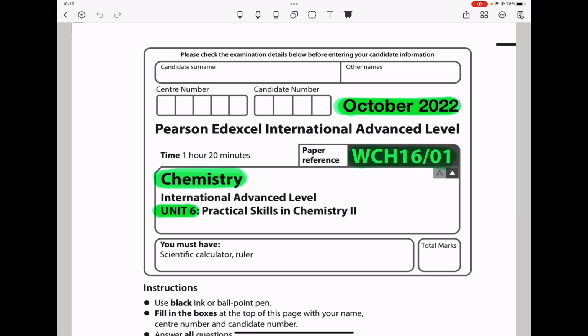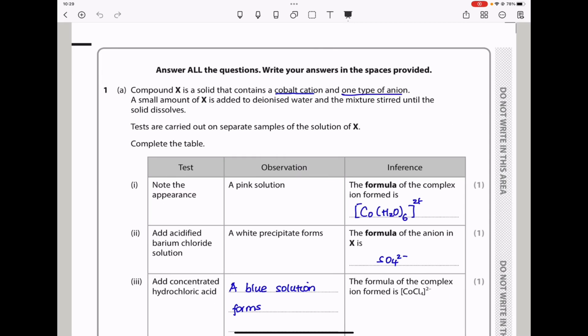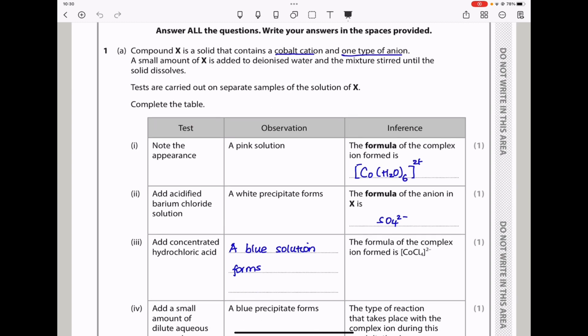Let's begin with the first question. Compound X is a solid that contains a cobalt cation and one type of anion. A small amount of X is added to deionized water and the mixture stirred until the solid dissolves. Tests are carried out on separate samples of the solution of X. So they say complete the table.